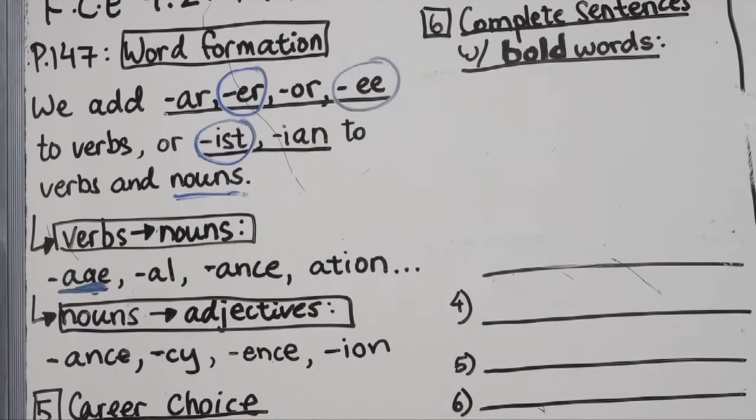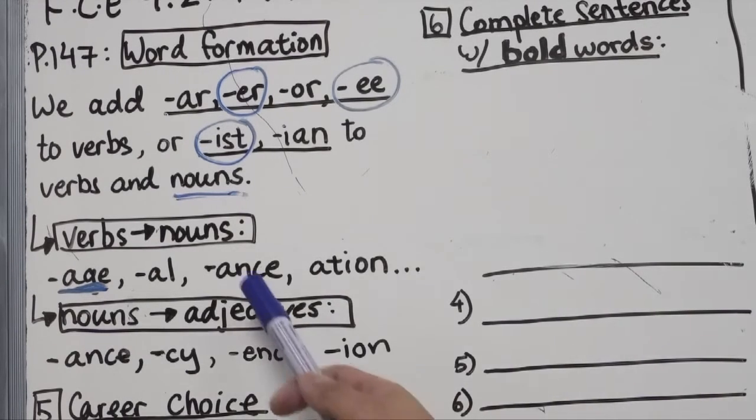Now we have other words that are false word formation. Think of the word image. Now this has AGE, but this is not a word formation. The word image itself is a word in itself.